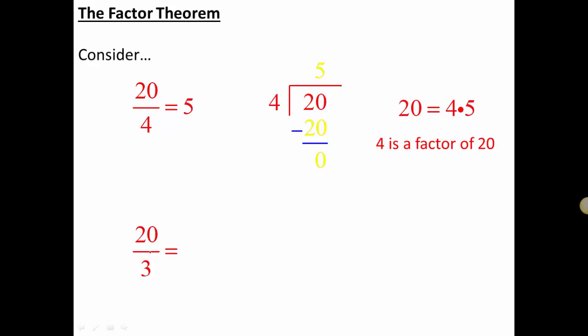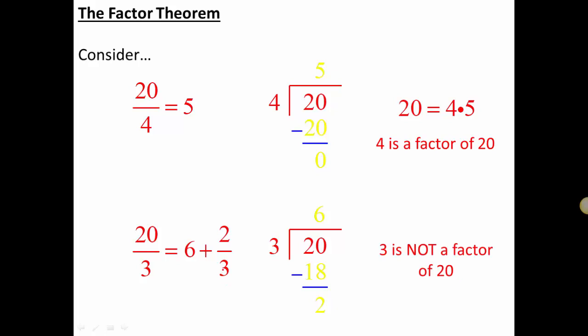On the other hand, 20 divided by 3. If I try to do the division algorithm here, I'm going to get 2 as my remainder. So in this case, my answer would be 6 plus 2 over 3. So 3 is not a factor of 20. This is me stating things that you already know. If you divide and get 0 as a remainder, then that means that which you divided by is a factor of that which you divided. If you get something other than 0 as a remainder, then it's not a factor.